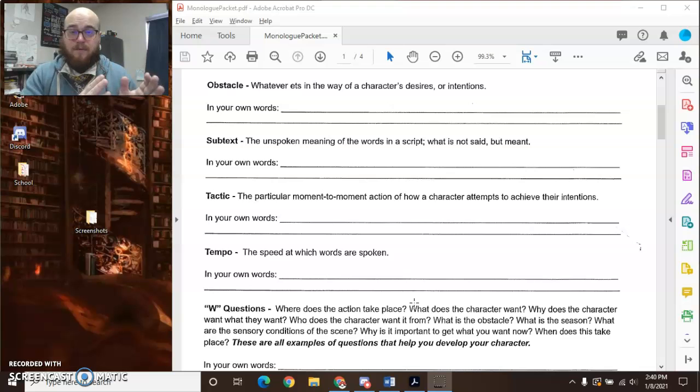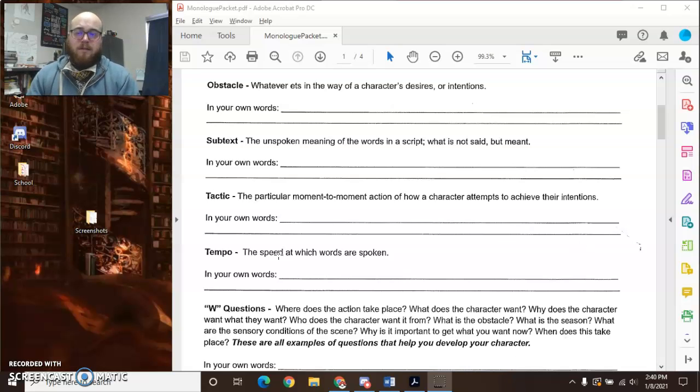Those are two very different ways to say the exact same words. The subtext of the first one is that I am excited. The subtext of the second one is I'm being sarcastic. I'm not that excited to see you. All right? So it's the thing that's being said underneath. A lot of the times that is influenced by the tone or the speed with which someone says the line.